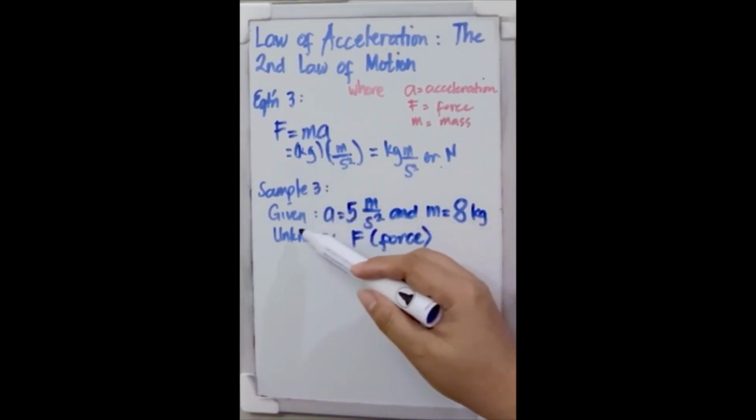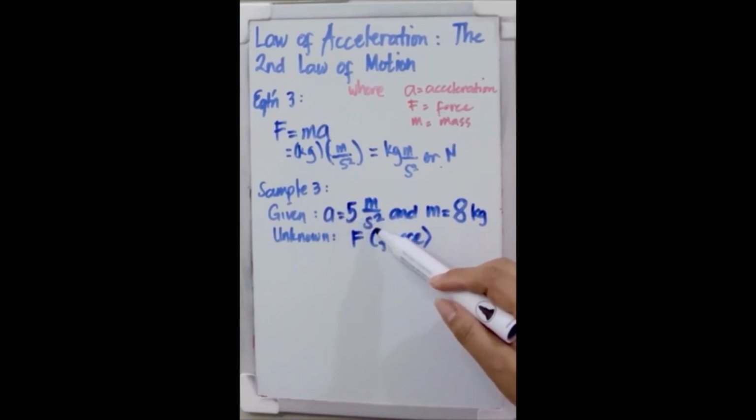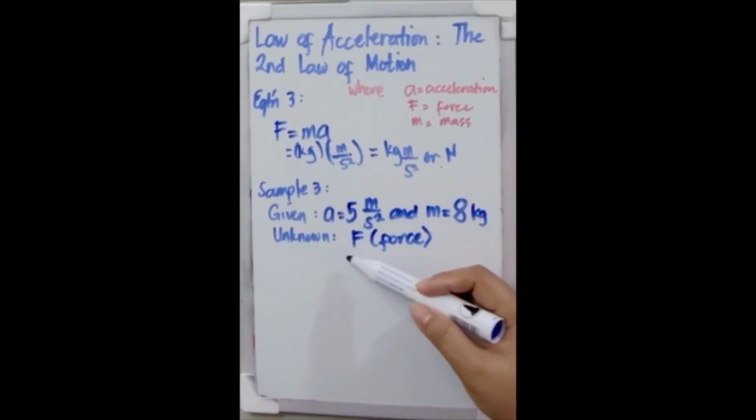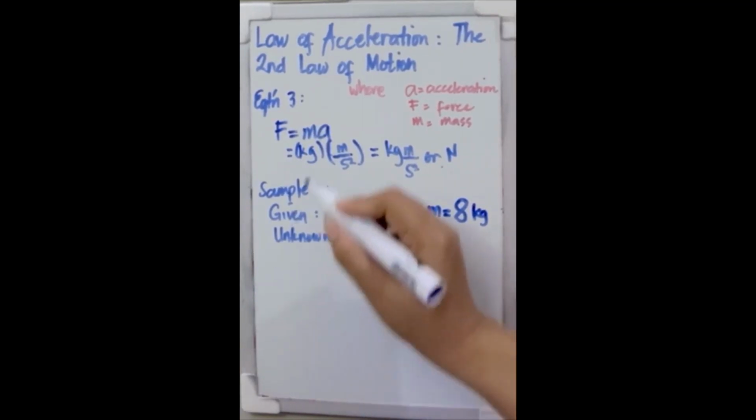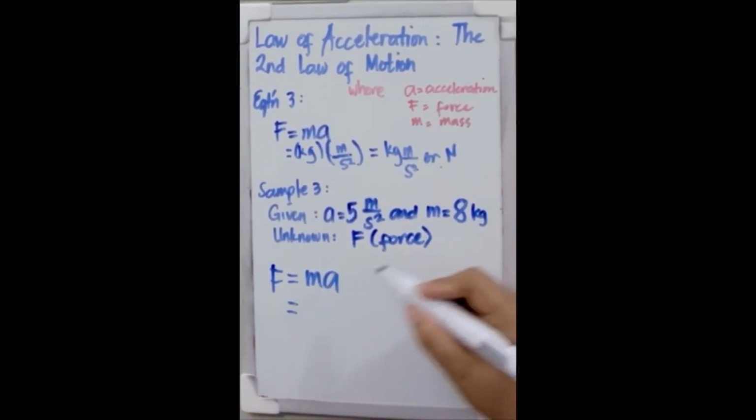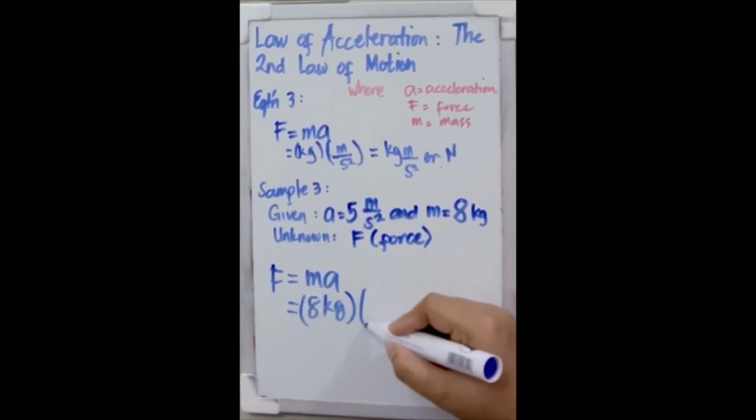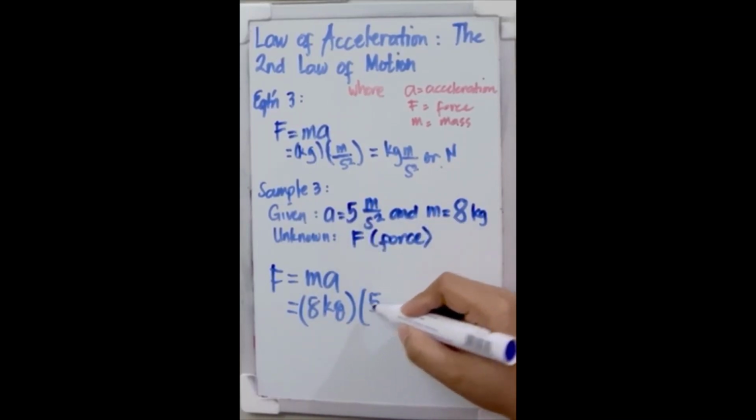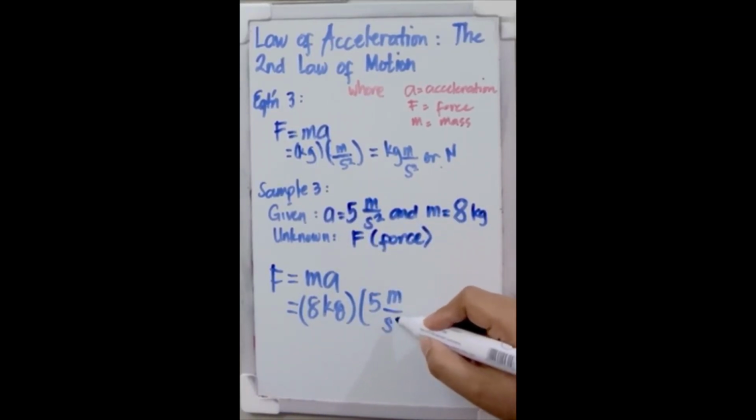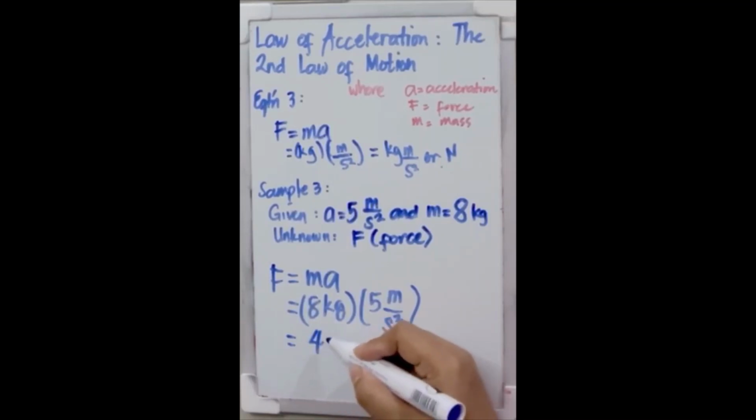Now for our next example, we have here the given for acceleration. It is 5 meter per second squared, and the value of the mass is 8 kilograms. So we need to solve for the force. Copying this, F is equal to the mass times acceleration. The mass is 8 kilograms, while the acceleration is 5 meter per second squared. What you're going to do next is multiply 8 and 5. So 8 times 5 is 40.